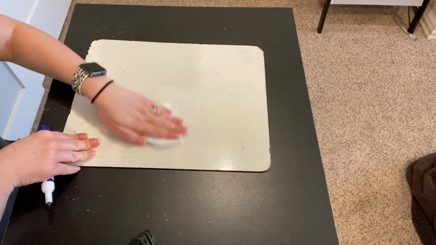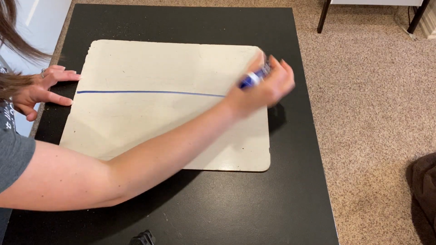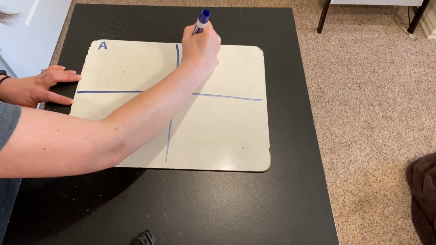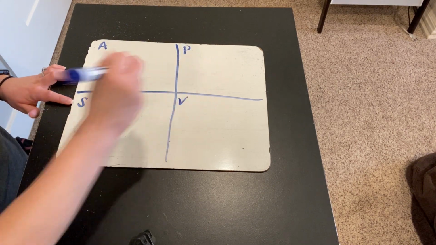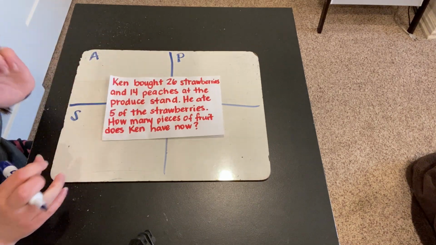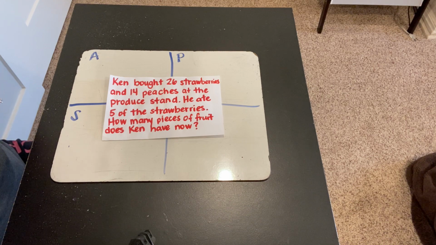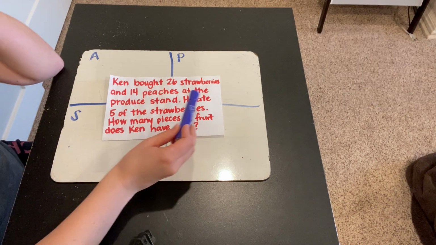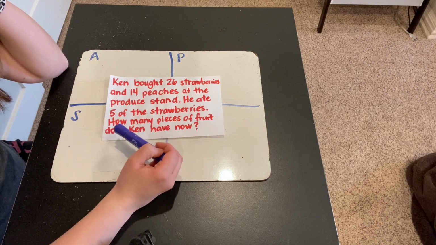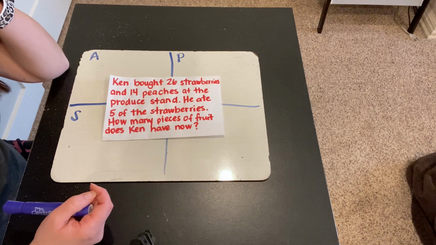Okay, we're going to move on to our word problem of the day now. And we are going to use AptsCheck to solve this problem. All right, so here it is. Let's read this word problem together. Ken bought 26 strawberries and 14 peaches at the produce stand. He ate 5 of the strawberries. How many pieces of fruit does Ken have now?